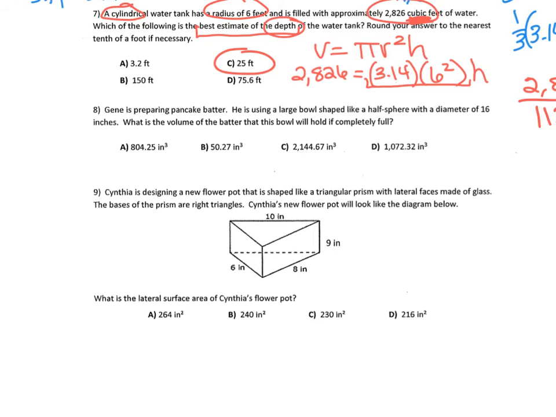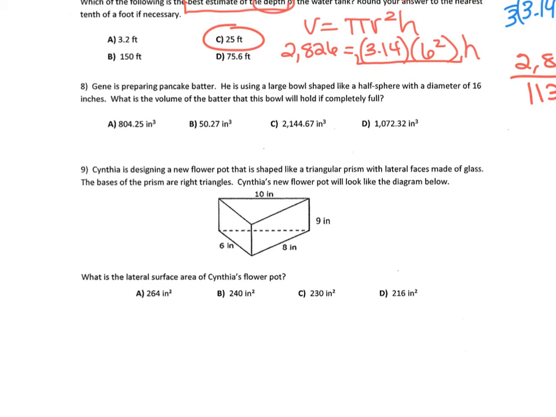Okay, number 8. Gene is preparing pancake batter. He's using a large bowl shaped like a half sphere with a diameter of 16. So what's my radius? 8. Half of that. What is the volume of the batter that this bowl will hold if completely full?